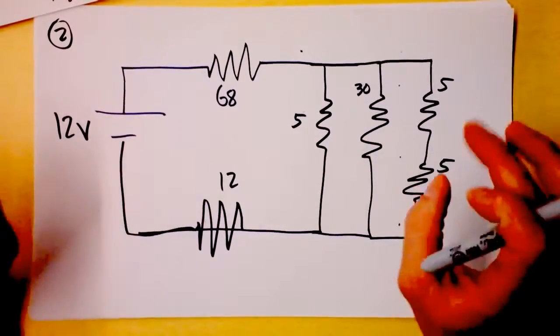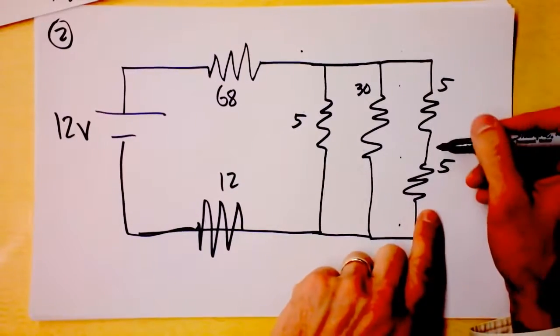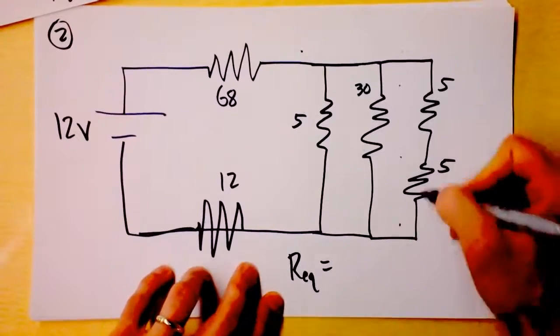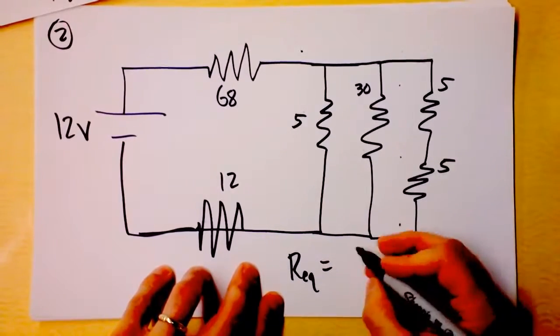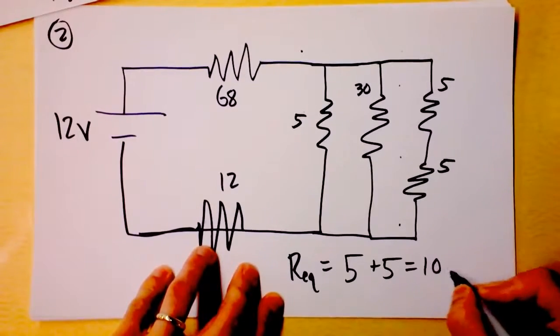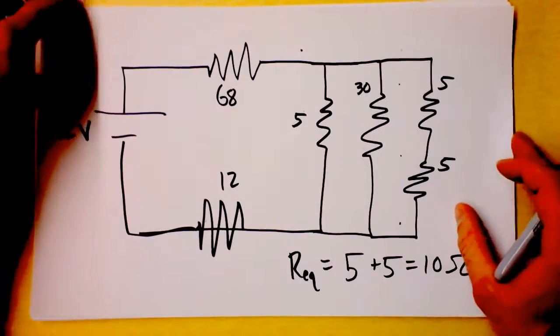So I'm looking for the absolute simplest combination of resistors that I can find, and I think it's these 2 5s together. So if I use the equivalent resistance formula for series resistors, I'm just going to find that the equivalent resistance is 5 plus 5. So that's 10 ohms. And I love finding series resistors because I can simply add them. So as I go to the next slide, I want to point out that this will be 3.